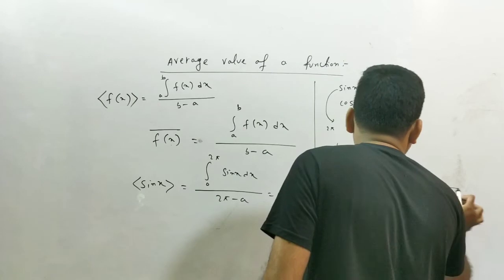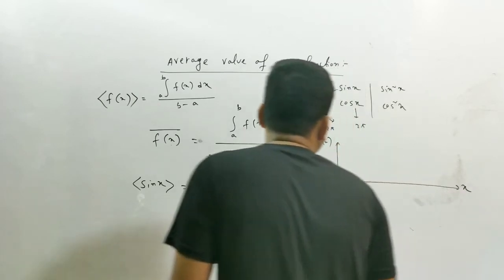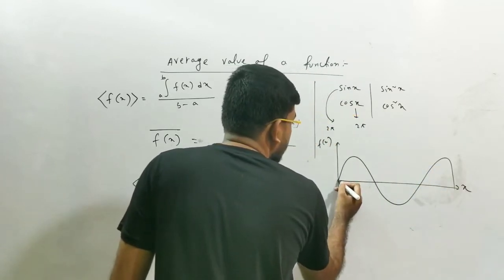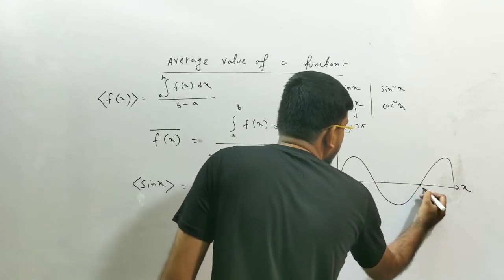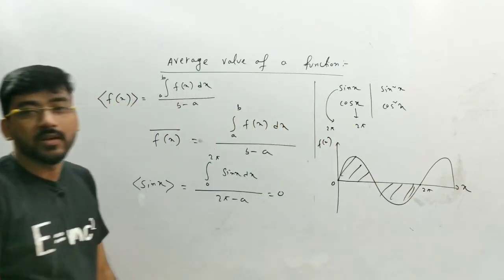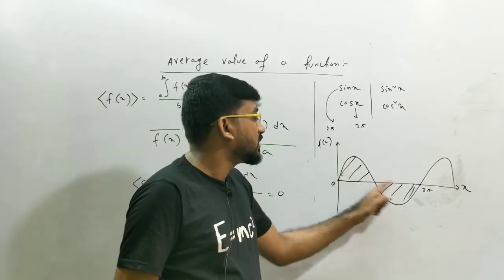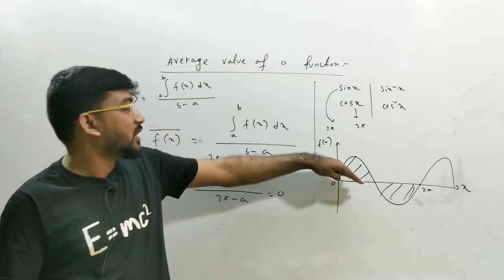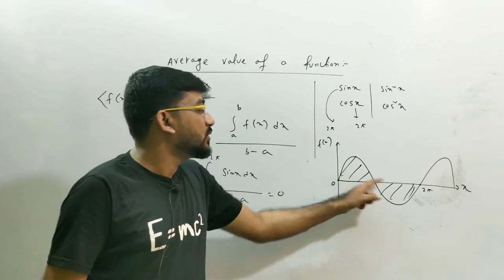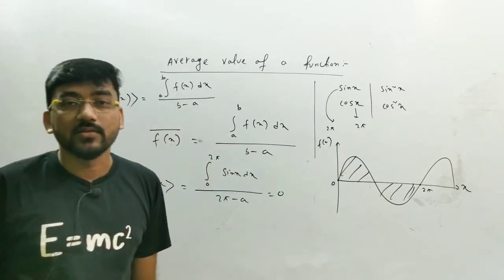If you know the f of x versus x graph for sin x, then you know the graph will be something like this. You can see from 0 to 2 pi, this area and this area will be the same and opposite to each other. So if you add these two areas, you will always get 0, because this is the upper half area and this is the lower half of the x-axis. That's why its average value is obviously 0.